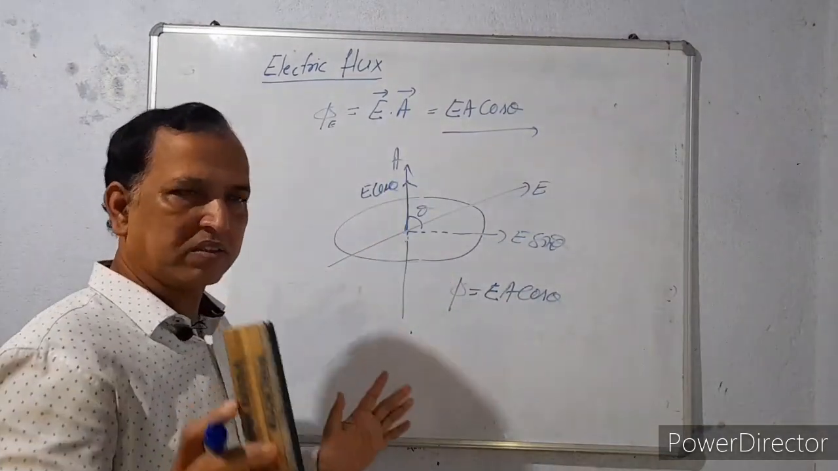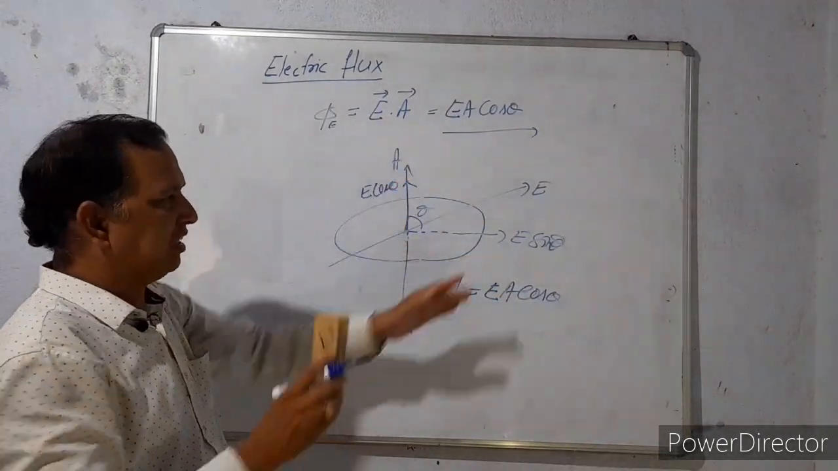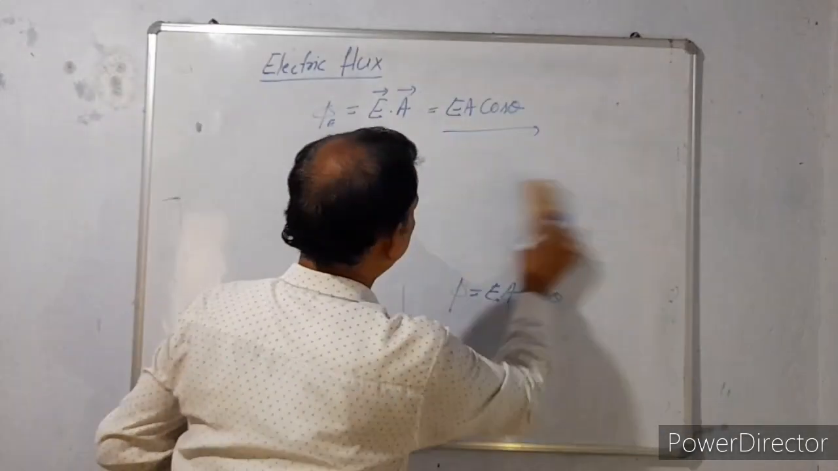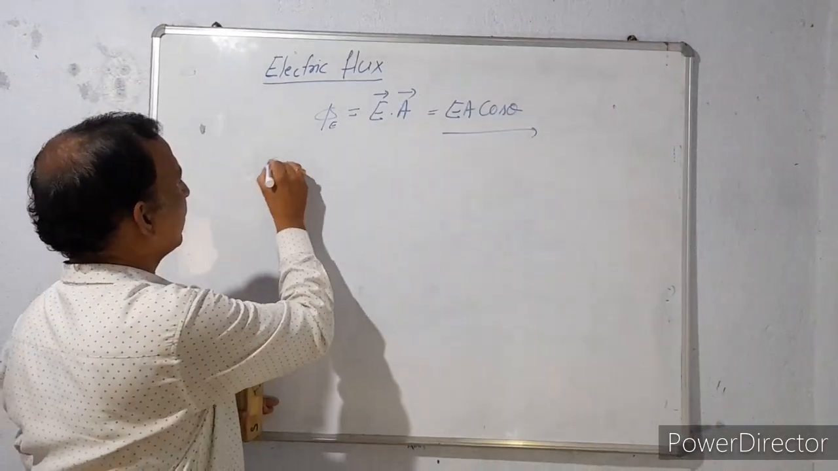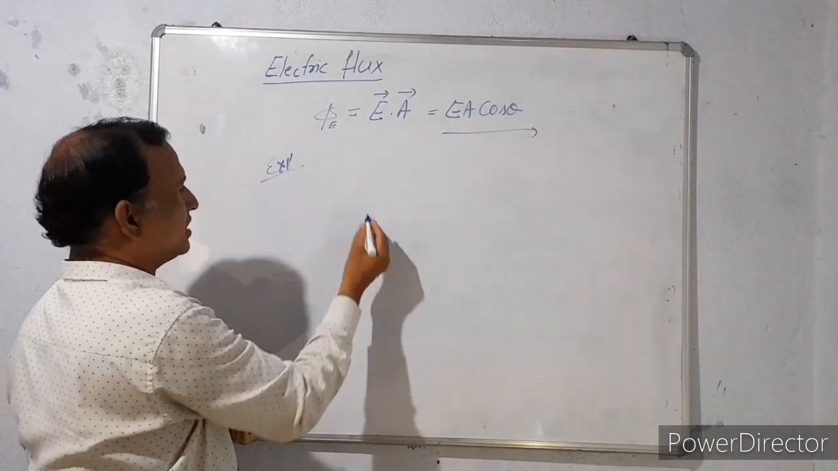Confirm? Flux is E dot A or E A cos theta. So example.